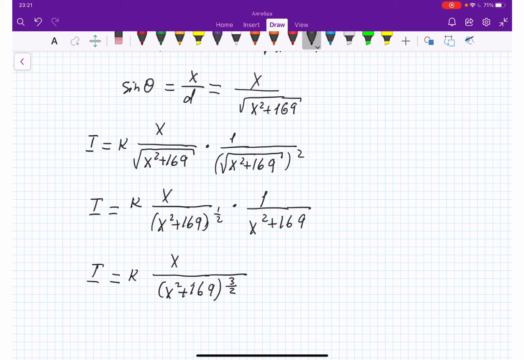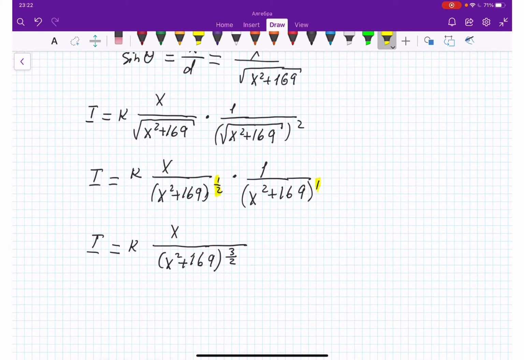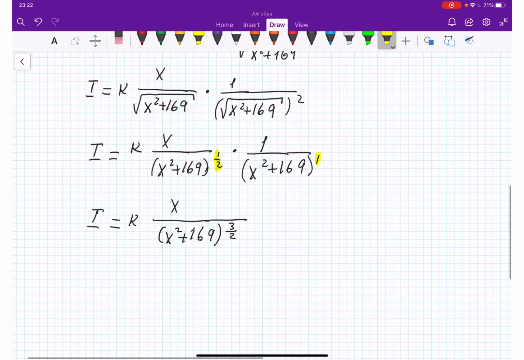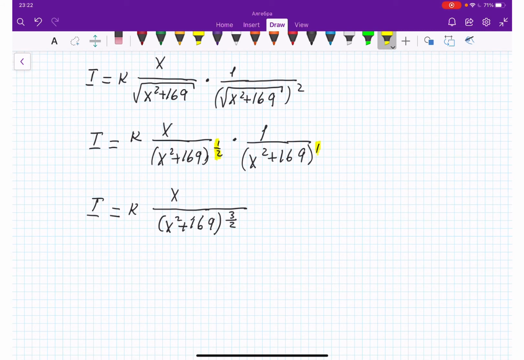Here we have degree 1/2, right? And here we will have degree 1. So 1/2 plus 1, 3 over 2 degrees. Okay? All right. So next, to find out the critical point, which is maximum or minimum height, we are going to take derivative, right?